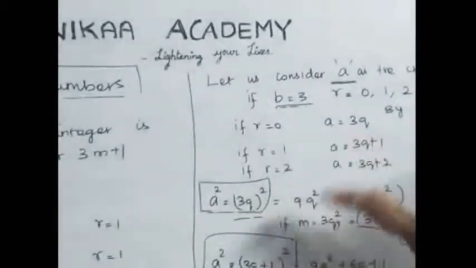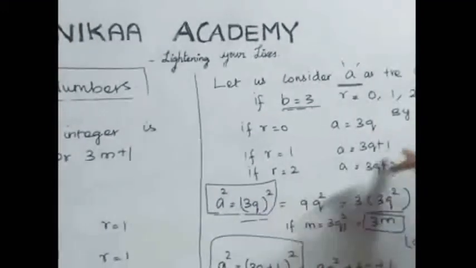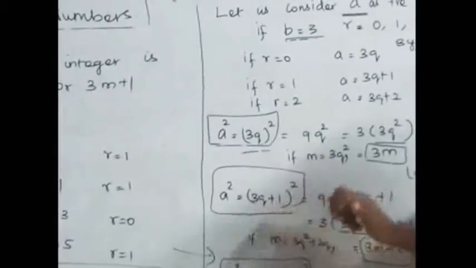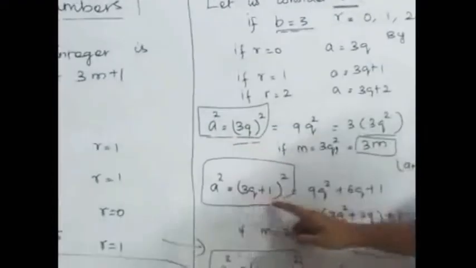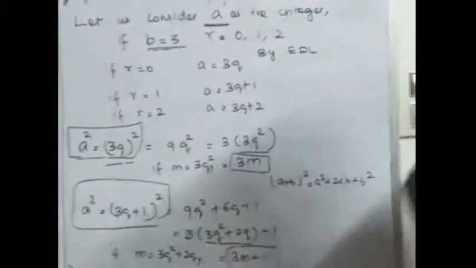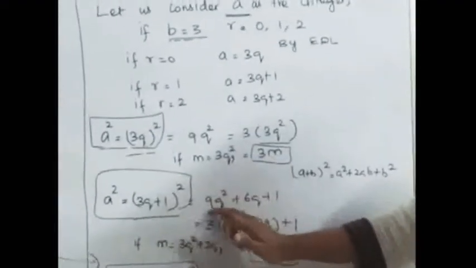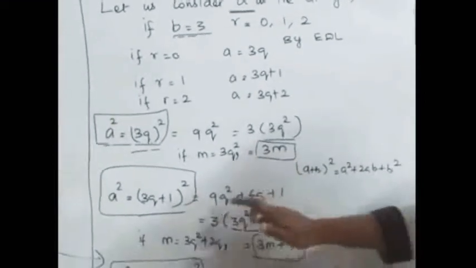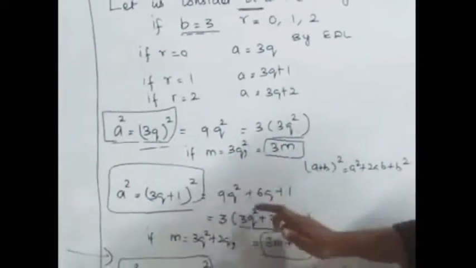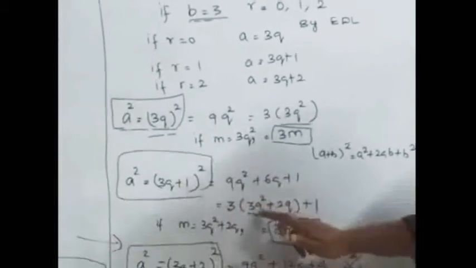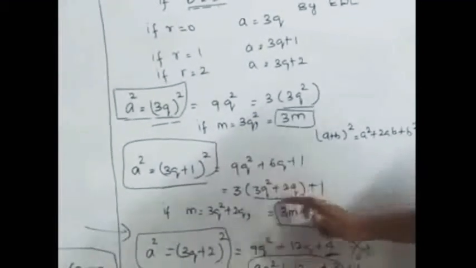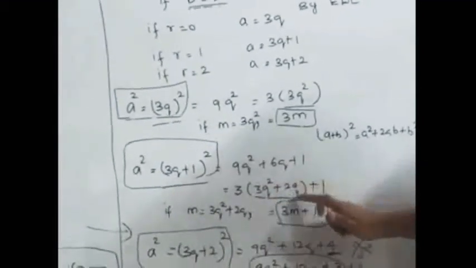Like this, another possible value of a is 3q plus 1. If you take a as 3q plus 1 and square both sides, this is in the form of a plus b the whole square, that is a squared plus 2ab plus b squared. If you apply this expansion, both the first terms are divisible by 3, so take 3 outside. So you have the equation 3 times (3q squared plus 2q) plus 1. Here 3q squared plus 2q is going to be m.